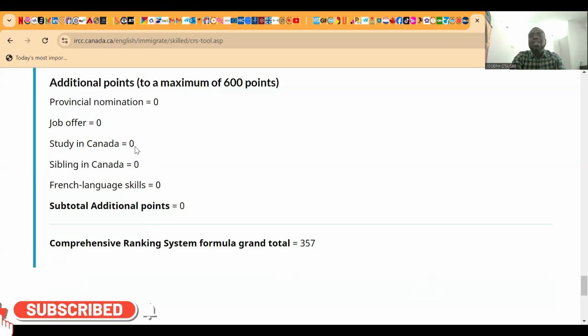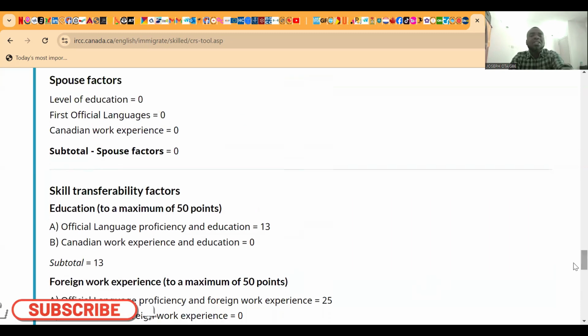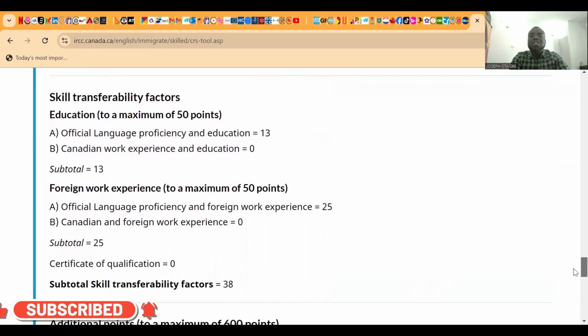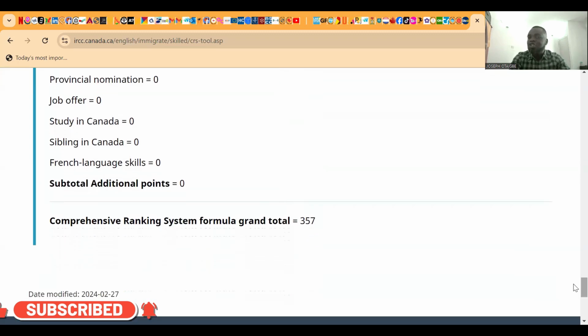Now, maybe you study in Canada, you have another point here, maybe 15 points. And then if you go up here again, you will have the same Canadian work experience, probably after working in Canada for 1 year. You would have gotten points here too, and here as well. So this would have been more than 38 points, and from the job offer and all this, you would have probably been looking at 400-something points.